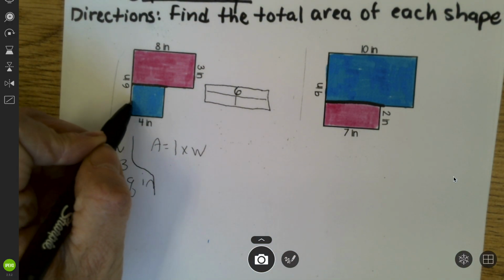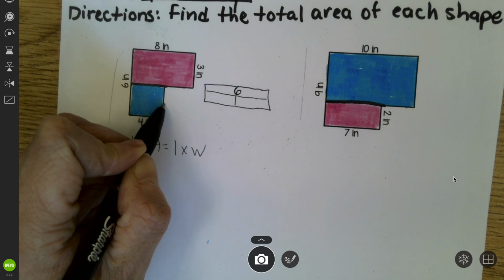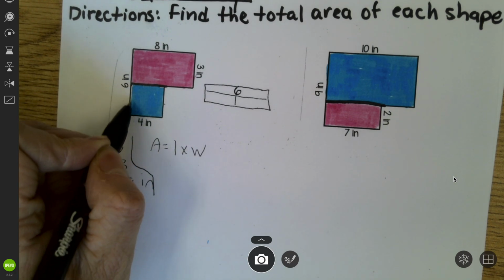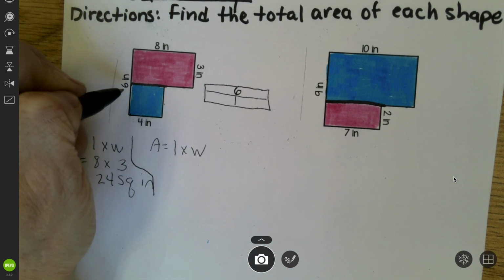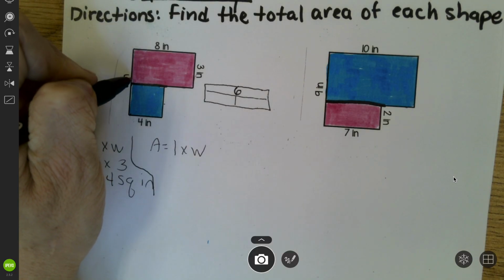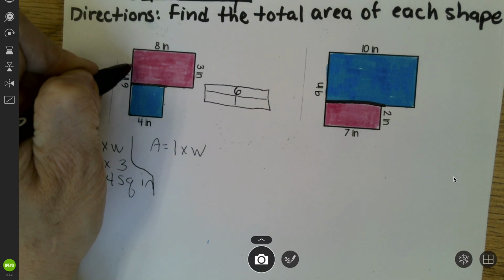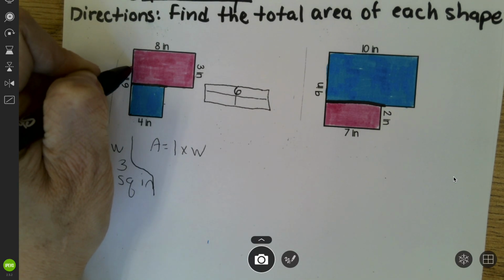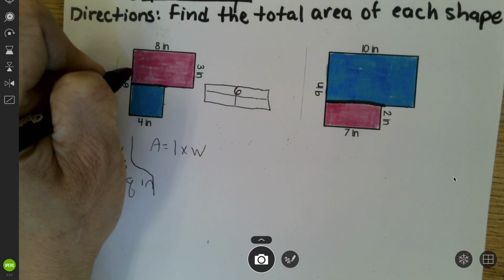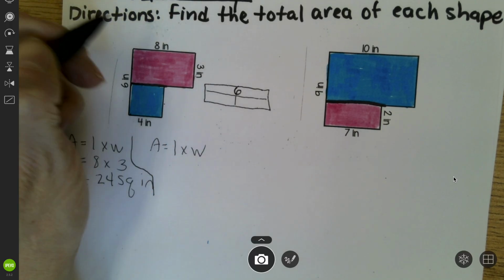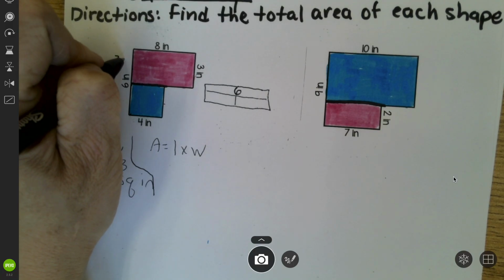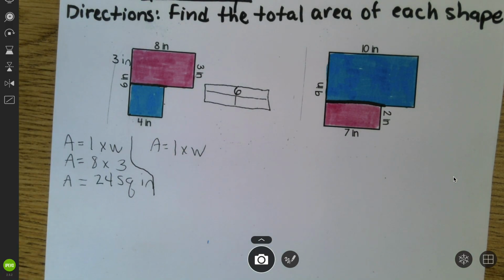Now, I know that opposite sides are equal, so let me look on my other side. There's nothing, so I'm definitely trying to find this one. Now, can I figure out what the pink part is? How many inches this pink section is? Yes, because I know opposite sides are equal. And what's directly opposite of this? 3. So this pink part is 3 inches.